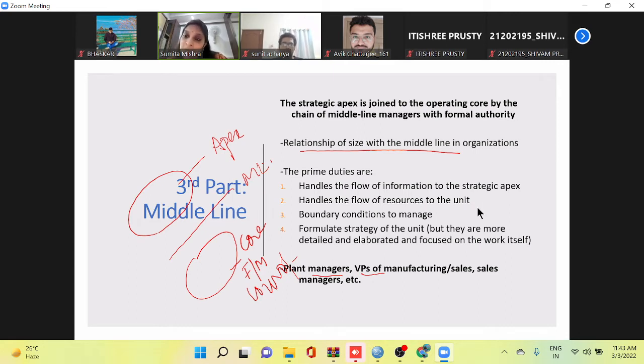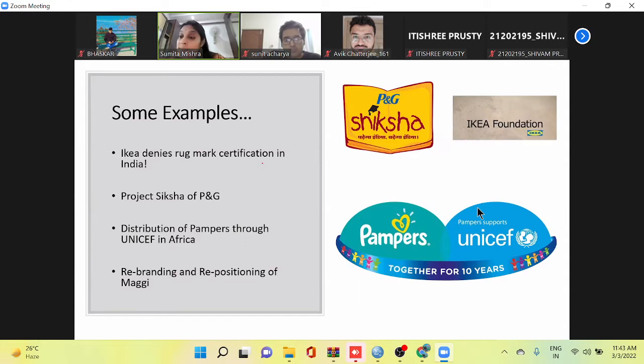Now, I want to show you some boundary conditions which have been created by the middle line. So let's look at that. That means these have been responded to not by the strategic apex exactly, but by the middle line of the organization. Why? Because they were limited to a particular region. See, the difference is that when you are looking at boundary conditions for the apex, it's the entire organization. When you are looking at boundary conditions for the middle line, it is a particular zone.